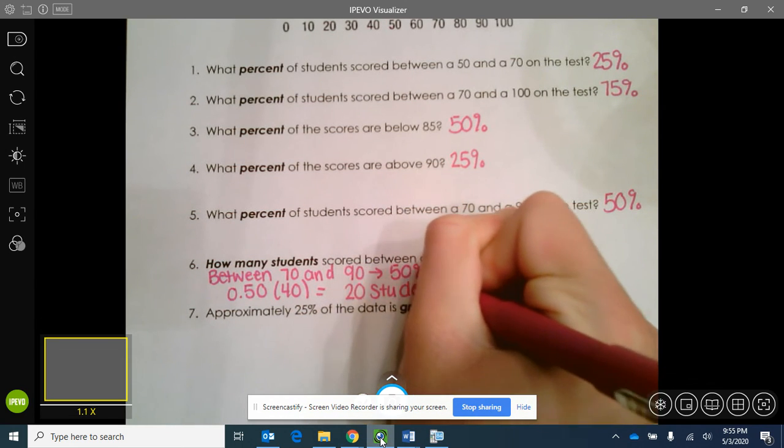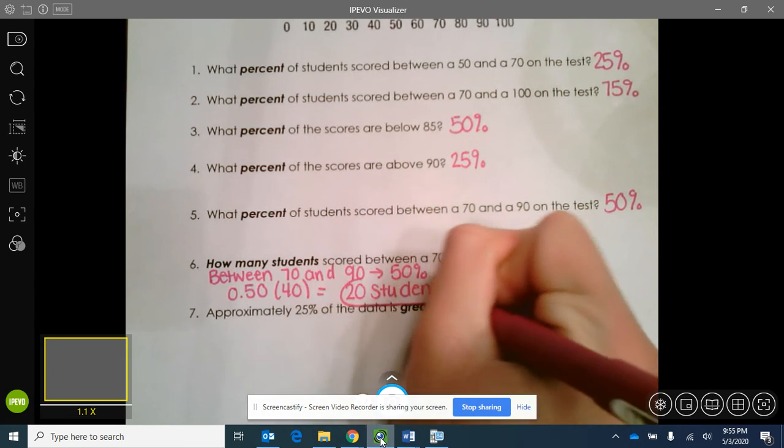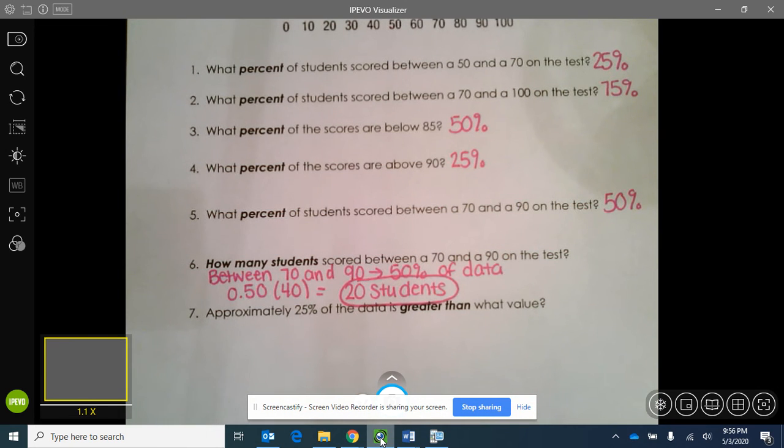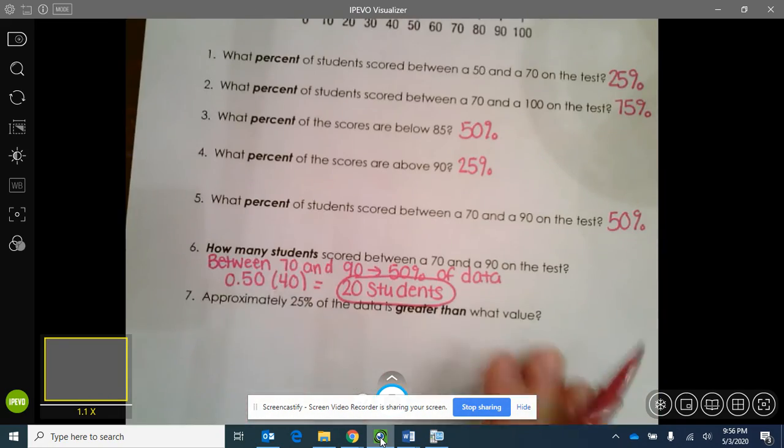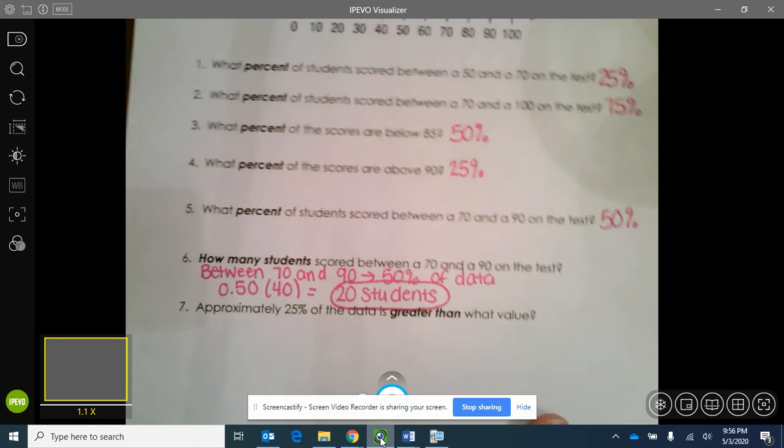So that total number of students has to be given to you. You can't come up with that number, okay? So I'm telling you our total here was 40, okay? And if you're given another type of problem, it'll be in the problem explanation where they're describing the scenario. There was a total of 40 students here, so if I want to figure out how many students scored between a 70 and a 90, that's 50%, but then 50% of 40 is 20 students.